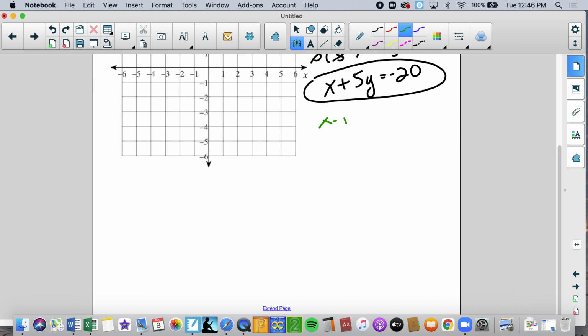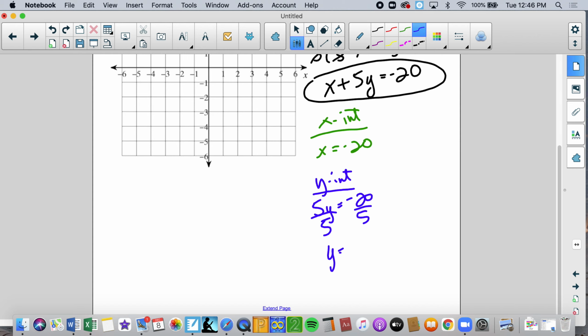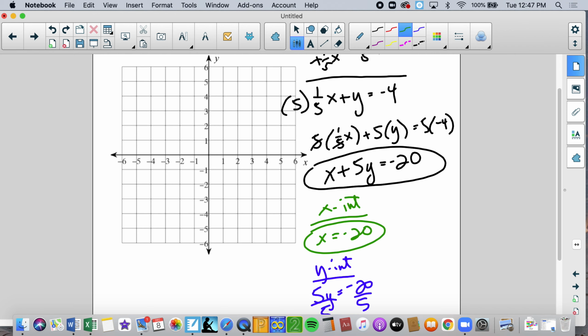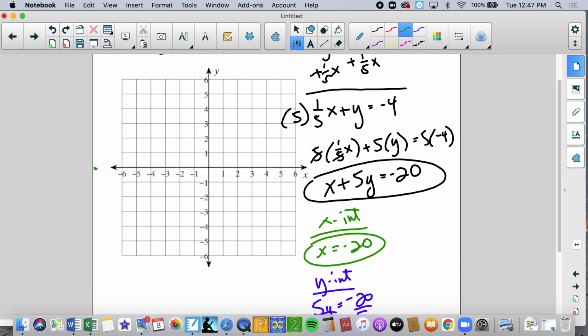Green first. X-intercept is going to say x equals negative 20. And my y-intercept is going to be 5y equals negative 20. Divide by 5. Y equals negative 4. So that's going to be an interesting intercept to graph on this equation. So that is way the heck over here. My y-intercept is negative 4, which is right here. That's fine. So it's going to be some crazy flat line.